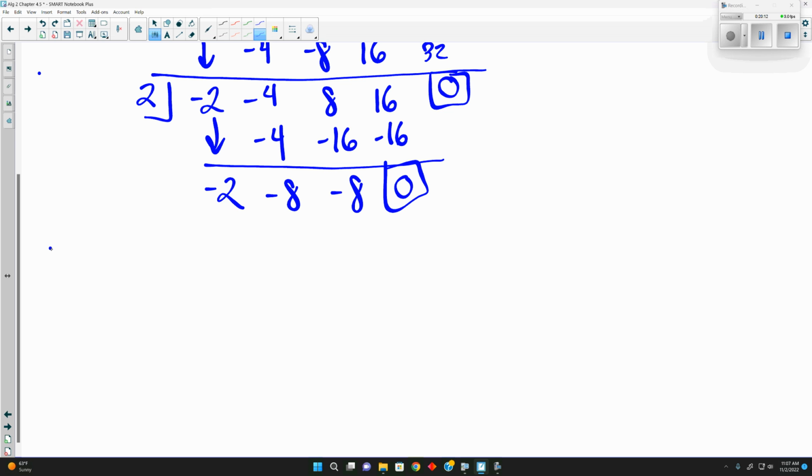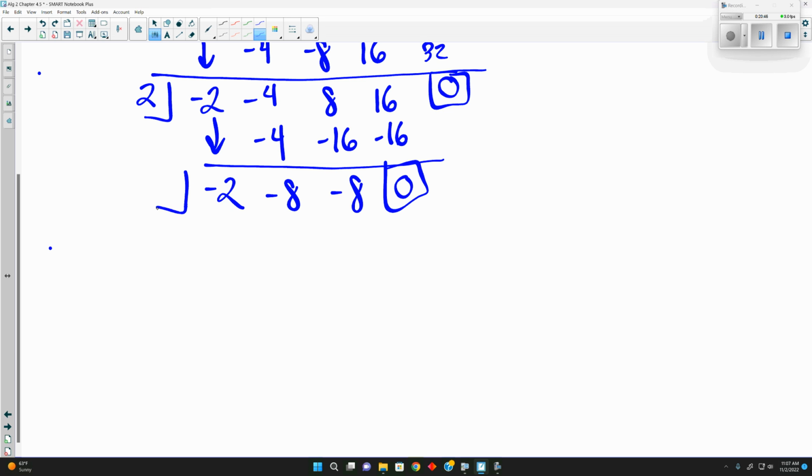Now, I wouldn't write this down if you are following along, because if I did 2 a third time, 2 times negative 2 is negative 4. Negative 4 plus negative 8 is negative 12. 2 times negative 12 is negative 24, which gives us negative 32. Because however many 2's work, we could keep doing this and getting 0 for each one that worked. But here, we can see it only worked twice.